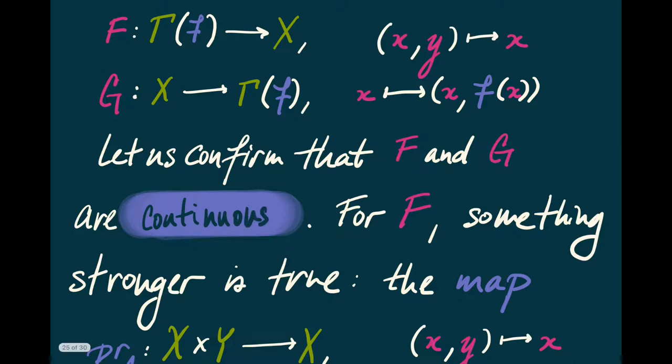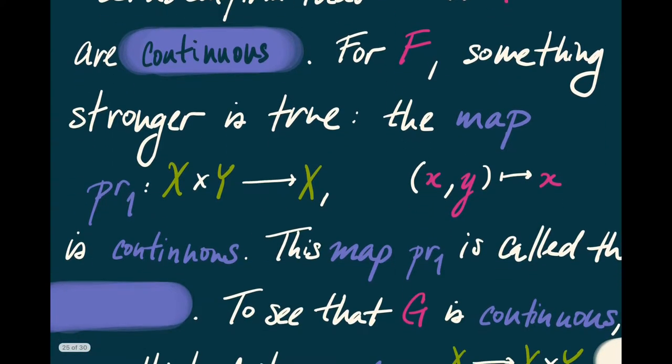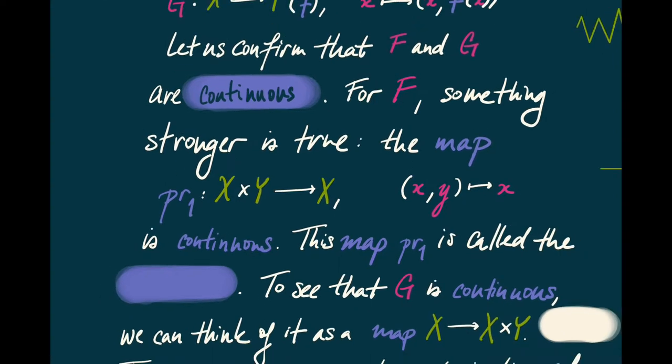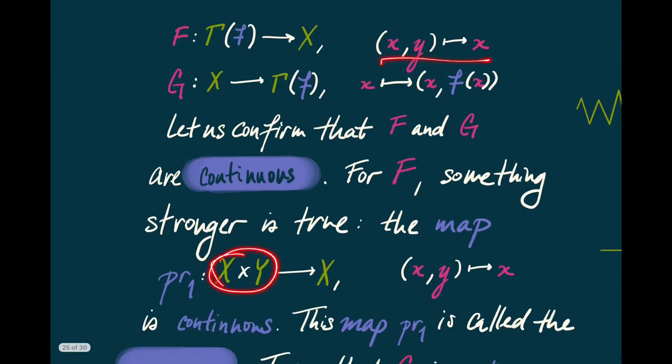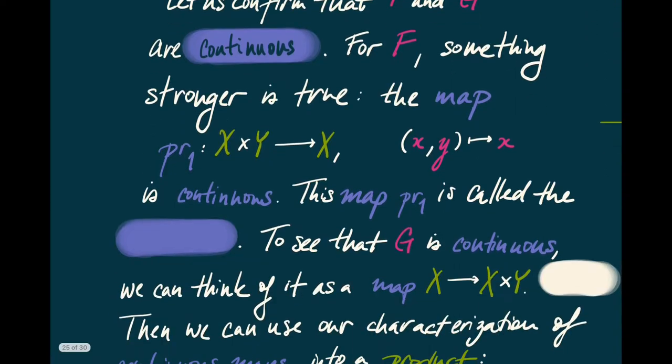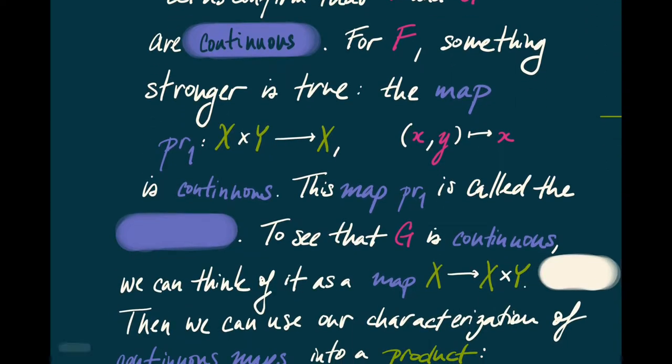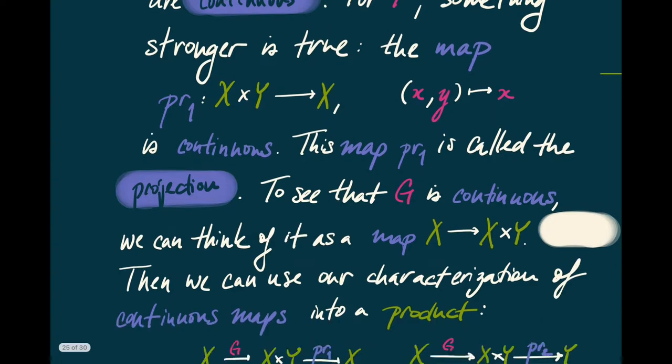Well, for F, something much stronger is true. The map pr1 from X cross Y to X, which carries (x, y) to x, it's the same assignment, but I'm just thinking of this as a bigger space than just the graph. It's really the entire X cross Y. That map is definitely continuous. We proved that on the other page. This map pr1, remember, is what we called the projection. Okay, well, that was easy. Let's see about g. Is g also easy? Well, yeah, it turns out it really is.